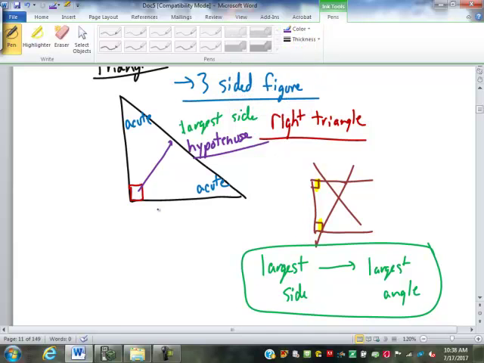The other 2 sides are called legs. Now, if we were into trigonometry, we would talk about adjacent leg and opposite leg, depending on what angle we're looking at. All we need to know for right now is those are the legs. One way that I remember it is the legs form the L. L for legs. Those are the two sides that touch the right angle. Those are the two sides that make the right angle.